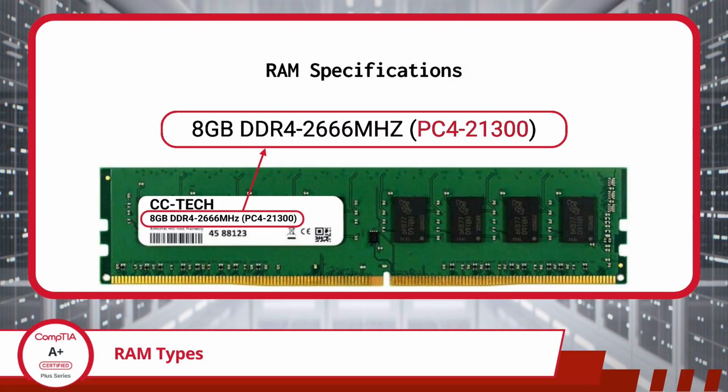Lastly, we have PC4-21300. This is another way of expressing the speed of the RAM, particularly in terms of its theoretical maximum bandwidth. The PC4 part denotes that it's DDR4 memory. As for the 21300, this indicates that the RAM can theoretically transfer up to 21,300 megabytes per second of data.